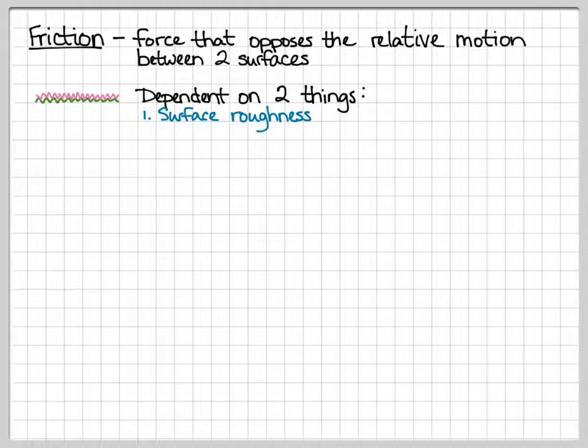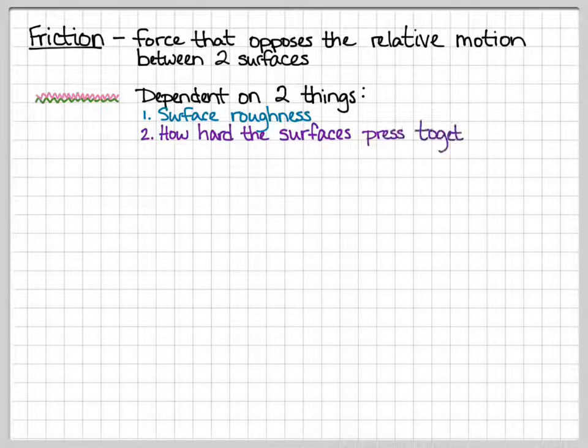The other thing that it depends on is how hard the two surfaces are pressing together. I can skim my hand lightly over a hardwood floor and not experience very much friction. But if I put some of my weight on my hand and try to move it horizontally, it's a little uncomfortable because of how much friction there is between my hand and the floor. So, we already have a word to describe how hard the surfaces press together. It's the normal force. The normal force being the force that a surface applies to an object.